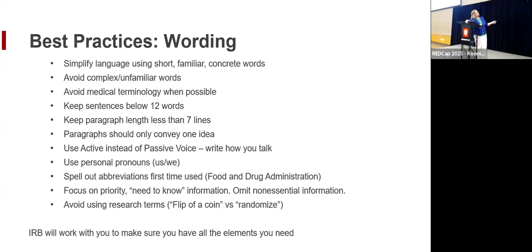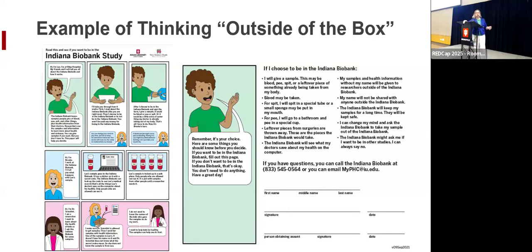Avoid using terms like randomization, right? People don't understand that. You can say flip of the coin, chance, things like that. Spell out abbreviations, use more active than passive, right? What are you going to do? You're going to come in, you're going to do this thing. We're going to draw your blood. We're going to have you sign this document. You're going to complete this questionnaire. Very simple like that.